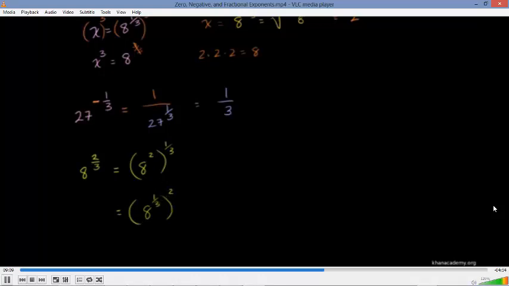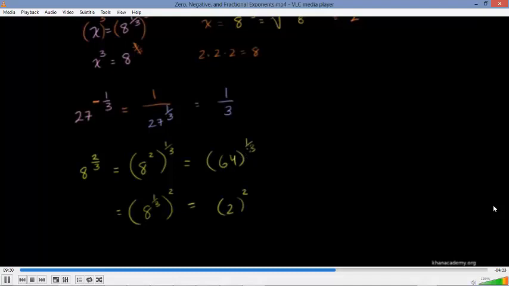Let's verify for ourselves that we really do get the same value. So 8 squared is 64. We're going to take that to the 1/3 power. Down here we have 8 to the 1/3. We already figured out what that is. That's 2, because 2 to the 3rd power is 8. So this is 2 squared.